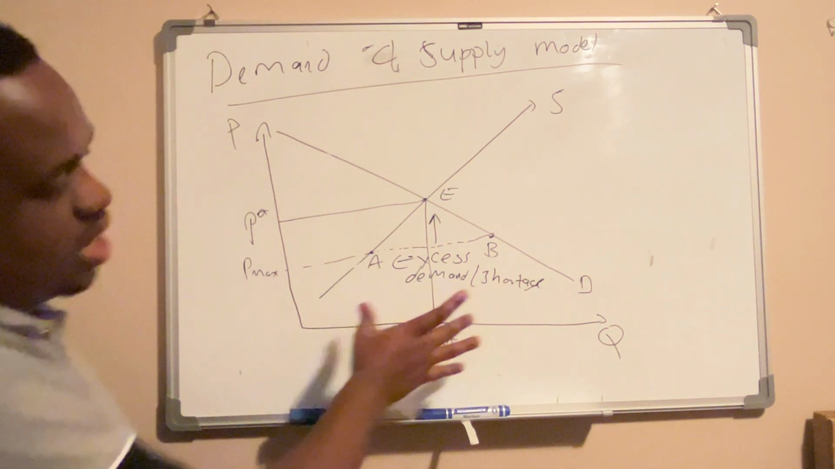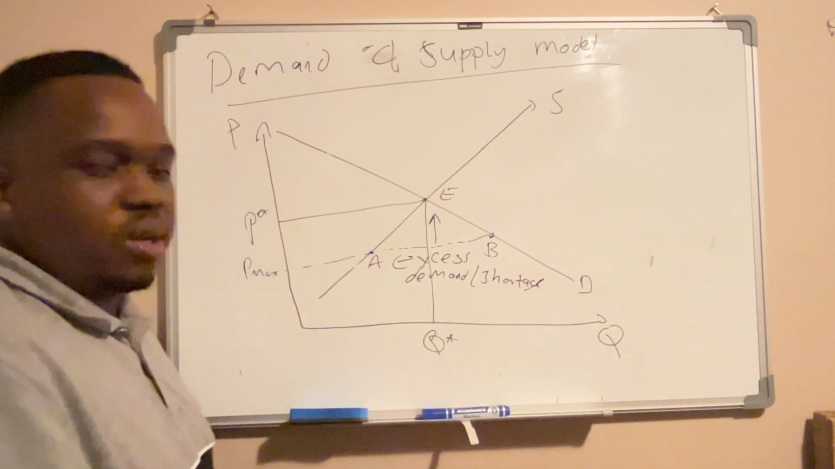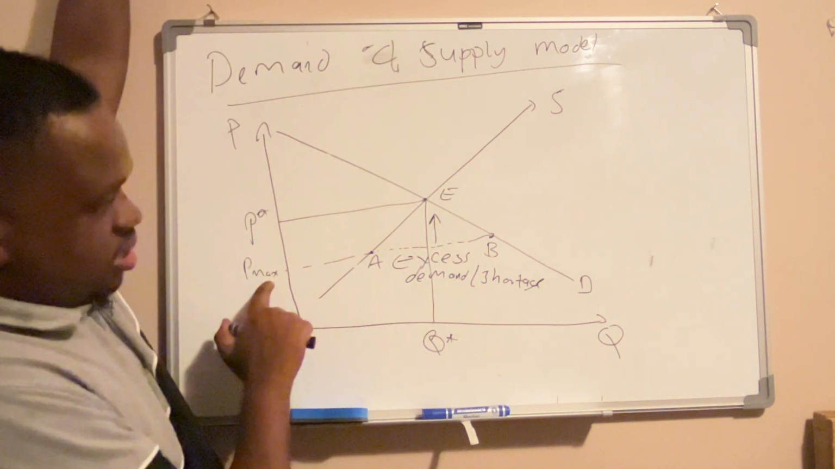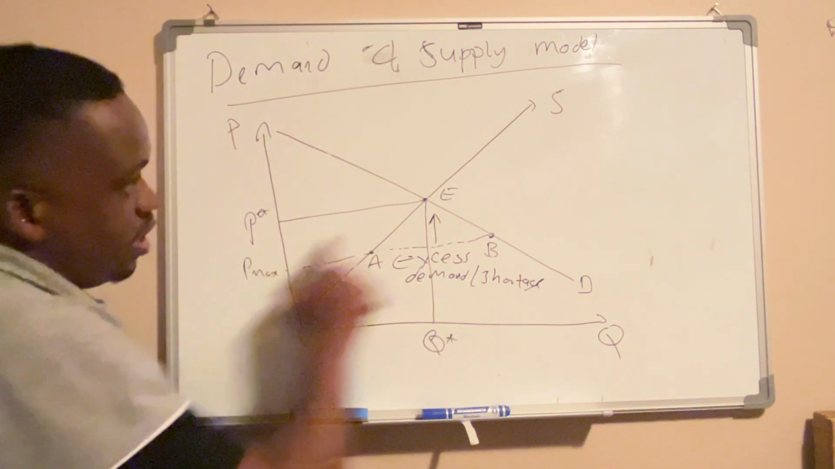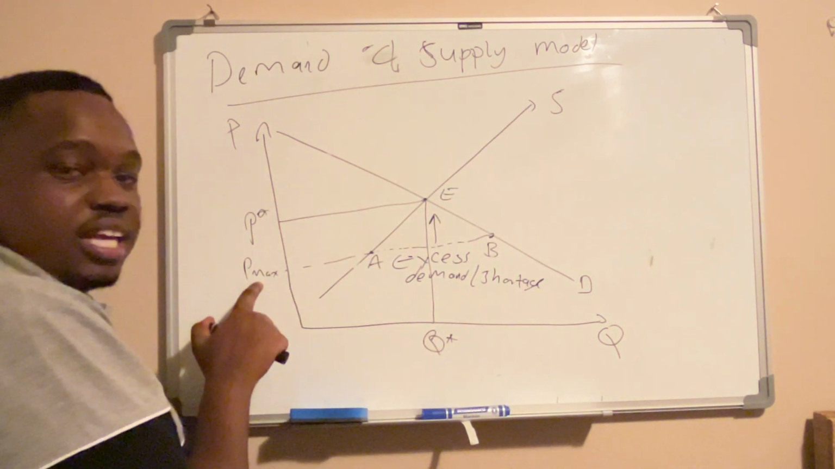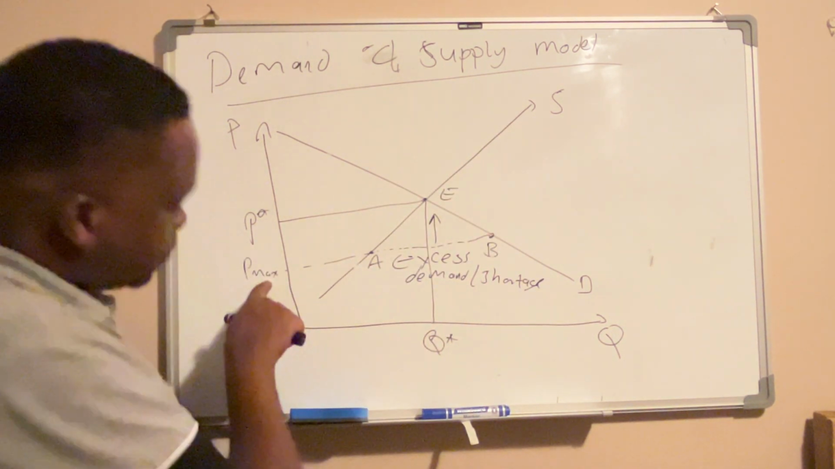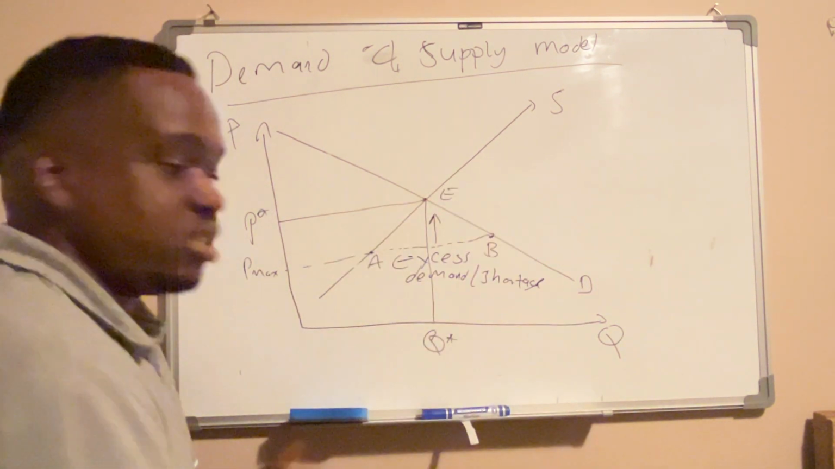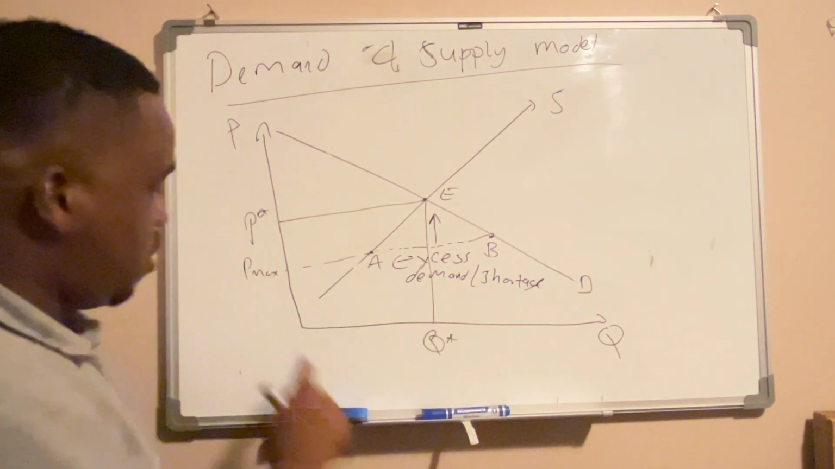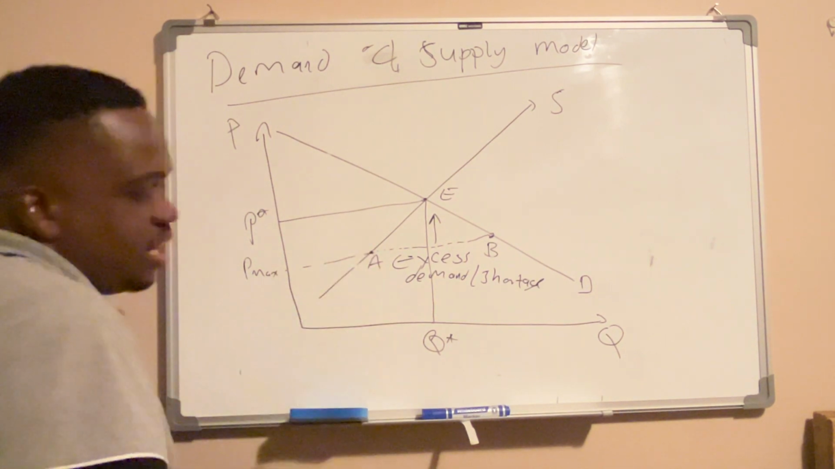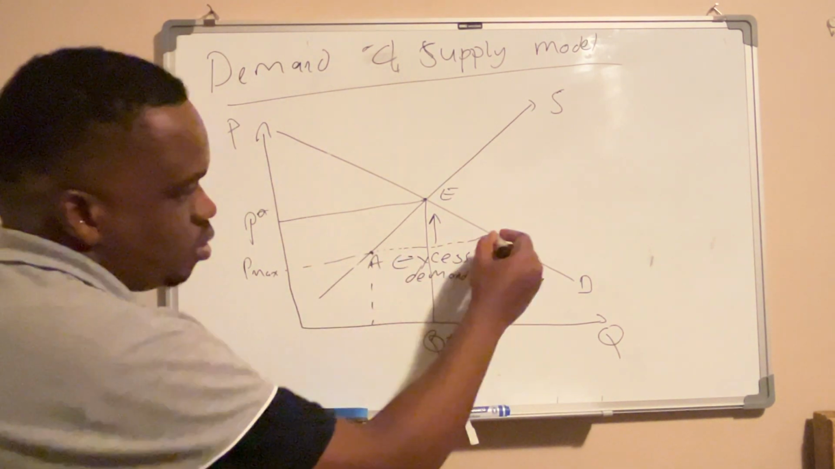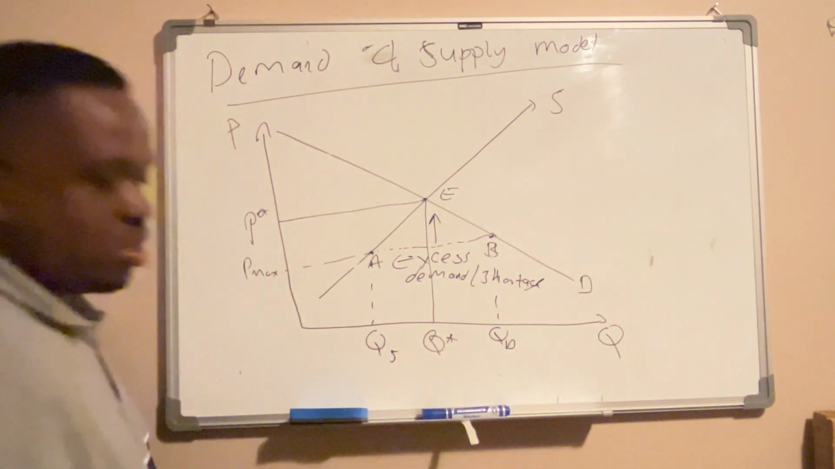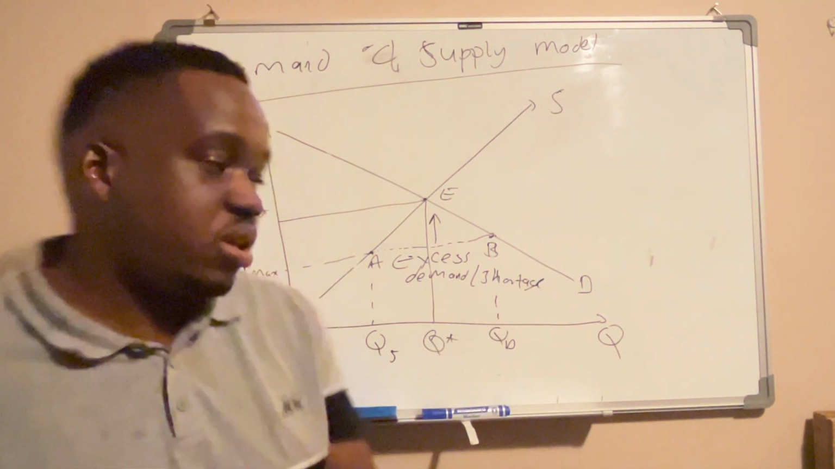This kind of situation is going to create a black market, because this is the lowest price that the suppliers can sell at. But when the price is lower, the suppliers feel like they cannot recuperate their cost. They cannot make a profit, so they end up supplying less into the market. If this is QS and this is QD, this is what you are looking at.